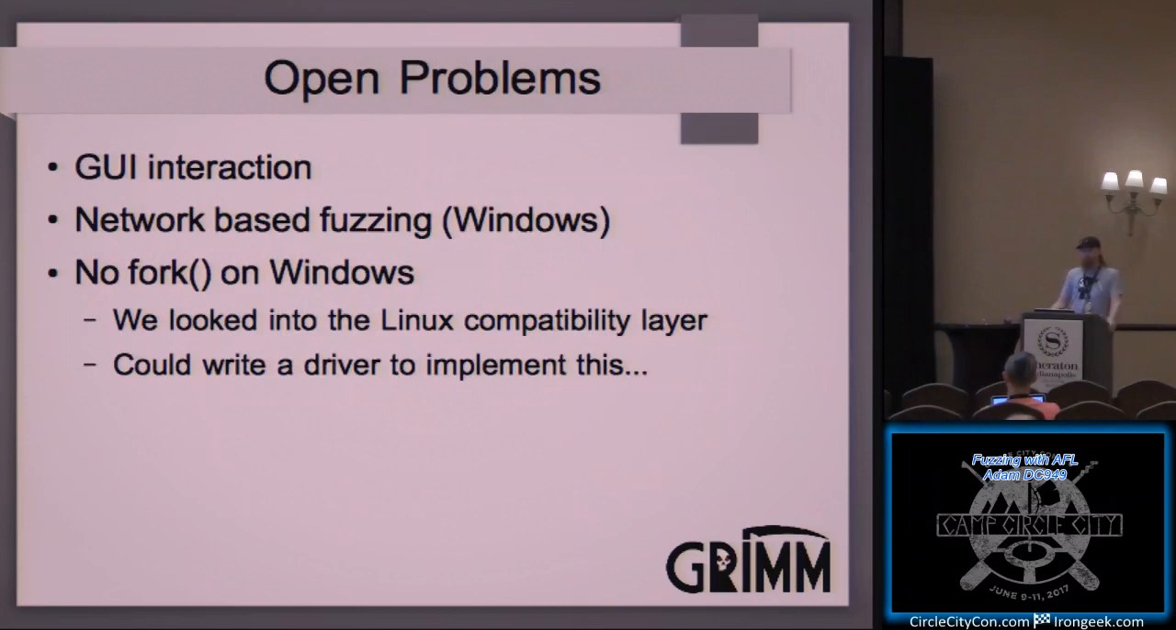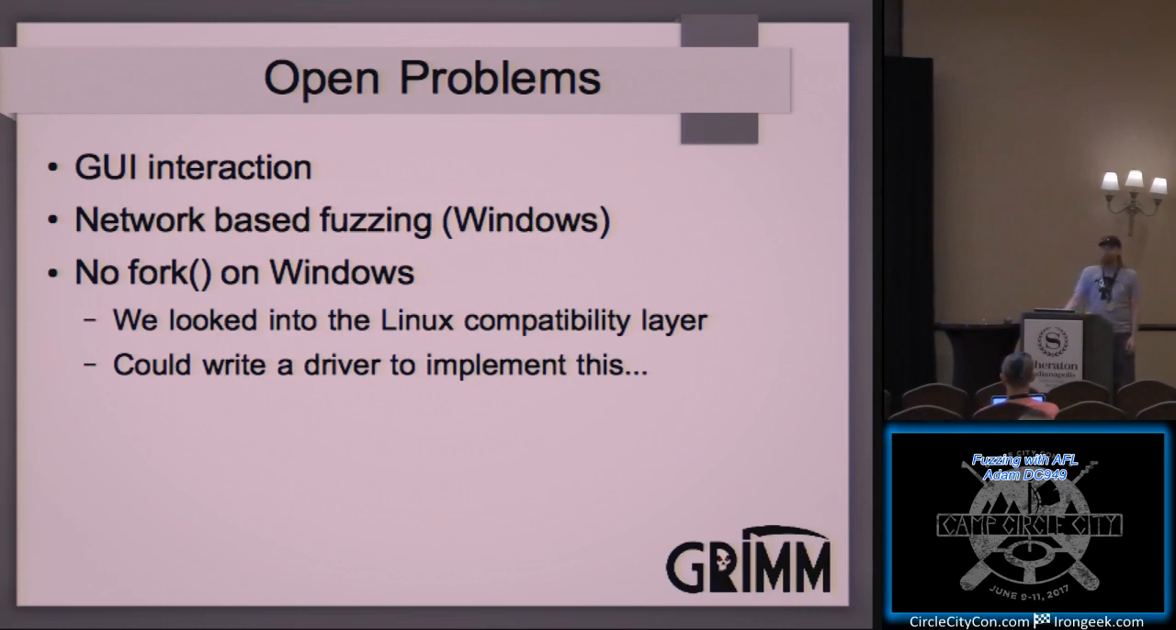Open problems in the fuzzing world. GUI interaction, there's no real good solution for it, and it's kind of an NP hard problem: when is the app done processing the file? Well, you can use heuristics to kind of get it, but it's not going to be perfect. There is no network-based fuzzing on AFL on Windows. There's no fork on Windows.